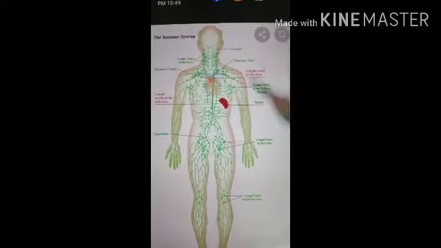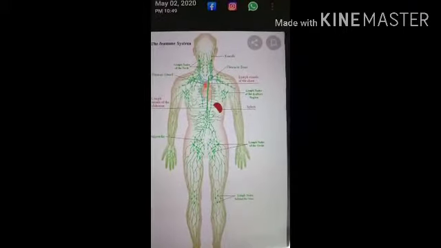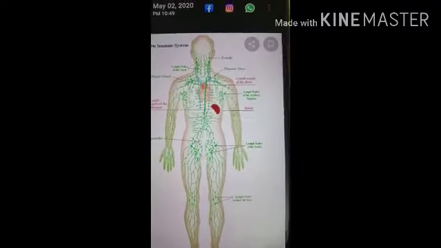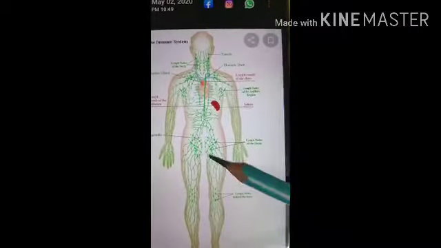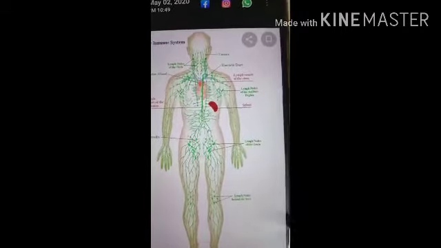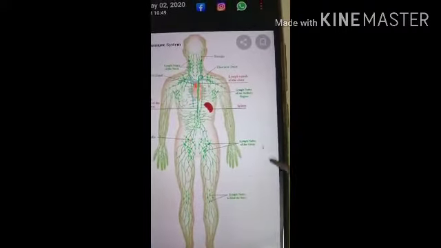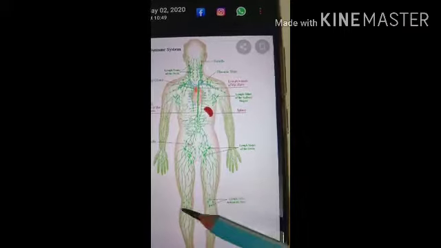So here you can see the lymphatic system of the body, which includes the lymph vessels. Here you can see the whole network of the lymph vessels. Then there are the lymph nodes. Here the nodules are present in different parts, so that is called the lymph nodes.